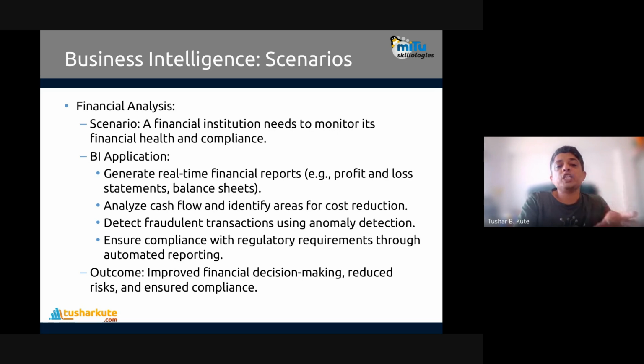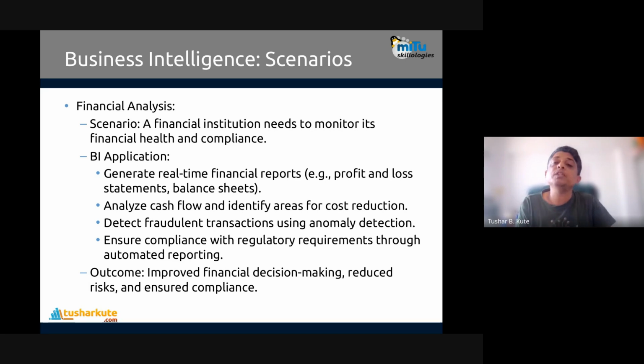Second, analyze the cash flow and identify areas of cost reduction, meaning where cost reduction is possible and where cost is already reduced. Then it's possible to detect fraudulent transactions using anomaly detection. Anomaly detection is a very important application in data analysis which we can use to find which transactions are fraudulent and which are not. There are various machine learning algorithms that do this work. Then ensure compliance with regulatory requirements through automated reporting, whether they are following all the compliances or not. All these things are possible.